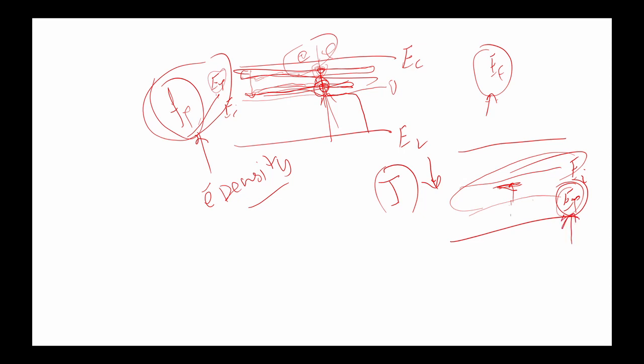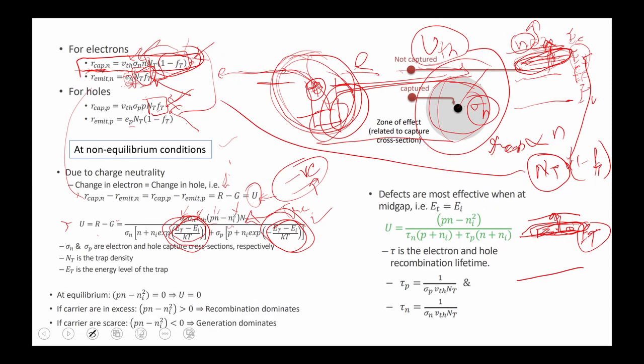So the more the density, the more electrons, or in this case more holes, we can find at the trap states. So that's why it is directly proportional to n and p here. That also depends on Nt, sorry, Nt is the trap density. So that's why it is directly proportional, we can see.